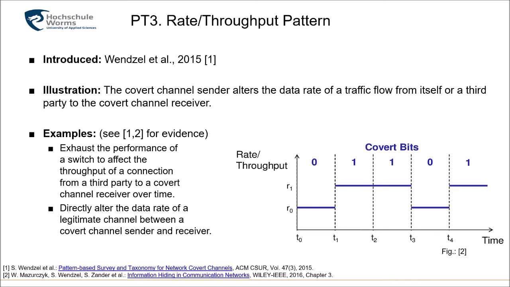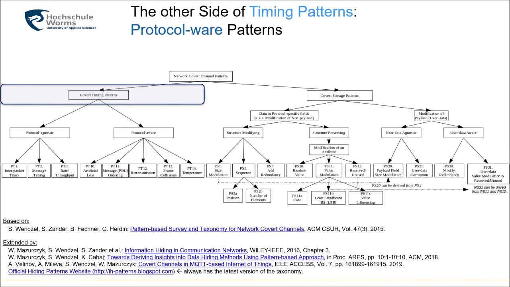Another example would be to directly alter the data rate of a legitimate channel between covert channel sender and receiver. So like we see on the right side, if we send the data rate 1 or 0, then this is interpreted as different covert bits. Okay, so that's all the protocol agnostic methods. Let's look at the protocol aware methods.